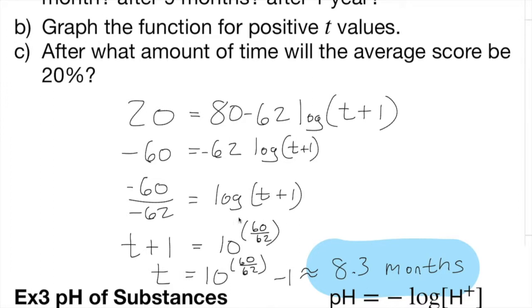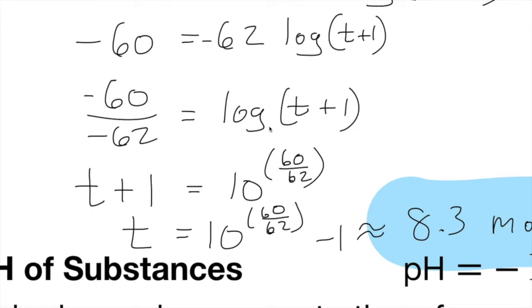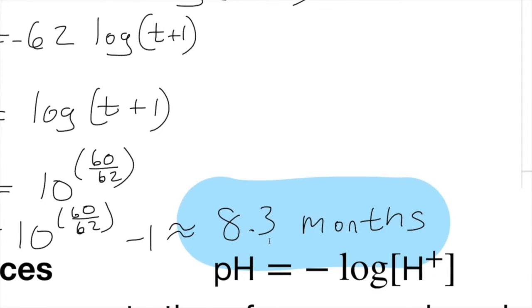And so I can translate this from log to exponential form. What that means is this is actually the exponent. Then the base is 10 because it's unwritten, we assume it's 10. And then this is the power of t plus 1. So moving it all around, you get t plus 1 is equal to base 10 to the 60 over 62. The negatives cancel out. You can type that into a calculator after you subtract 1 to get t by itself, and you get about 8.3 months.